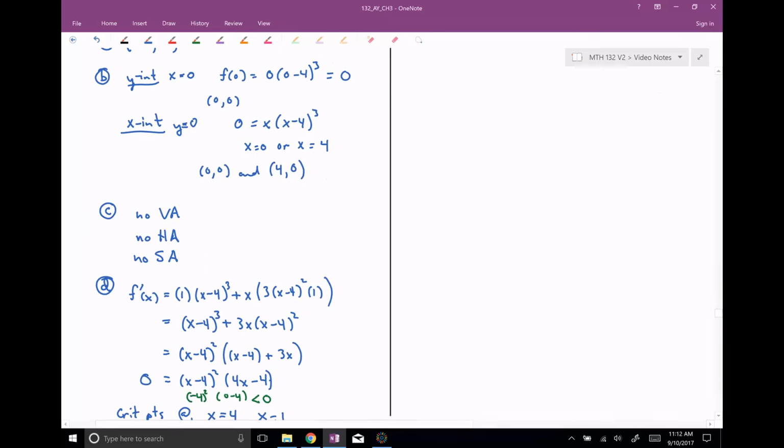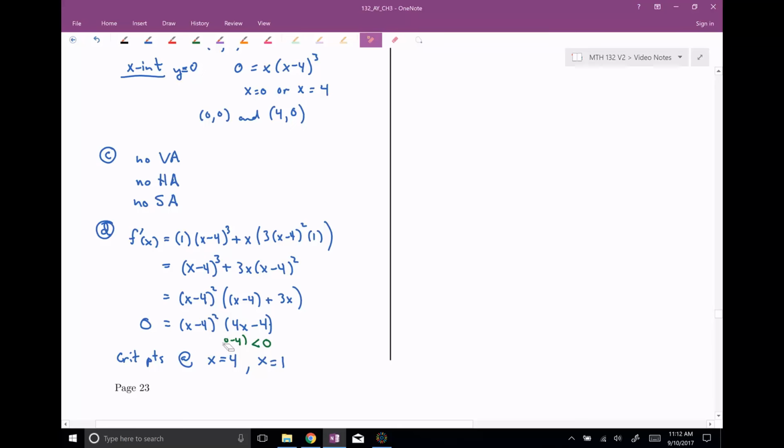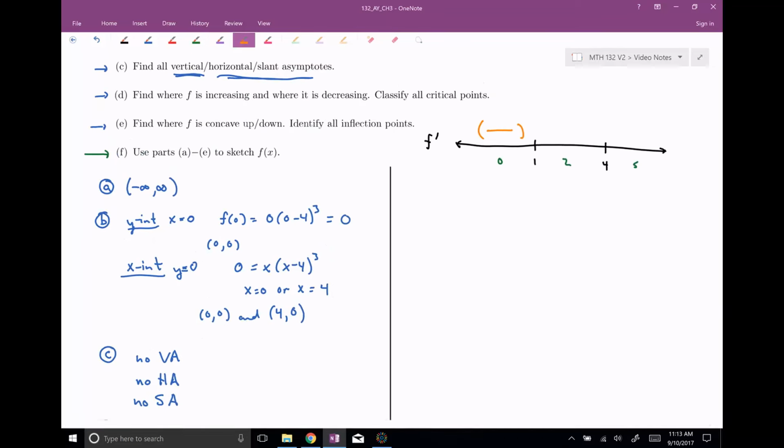How about if I was to plug in something like 2? So if I go ahead and delete this stuff, and plug in 2, 2 minus 4 would be negative 2, and I have to square that. And then if I plug in 2 here, I would have 8 minus 4, so that's going to be 4. So negative 2 squared, that's positive 4, times another positive 4. Positive times positive is definitely positive. So greater than 0 here, this is going to be positive.